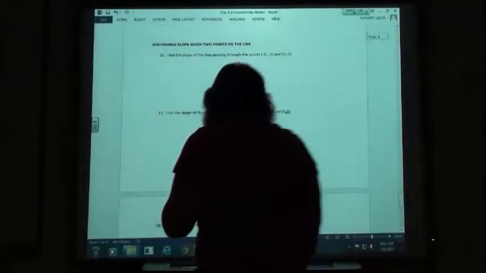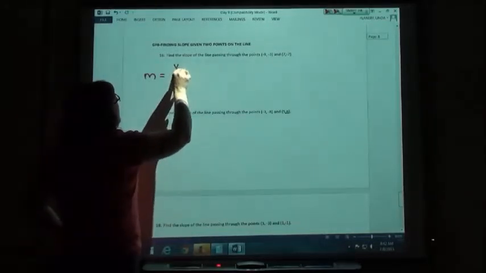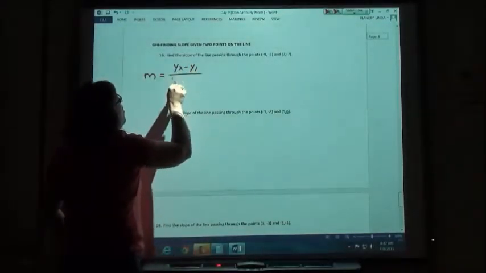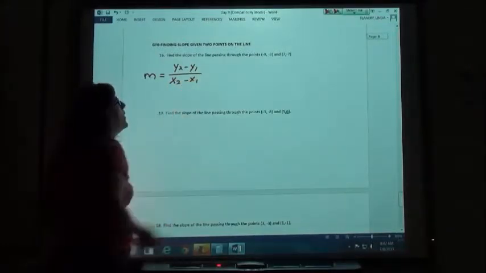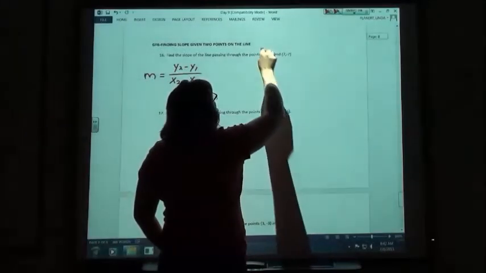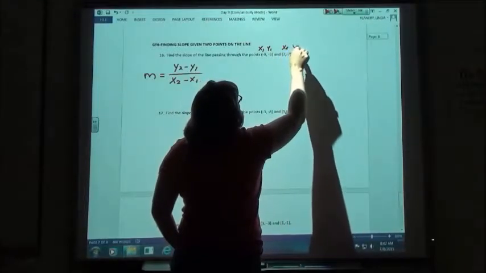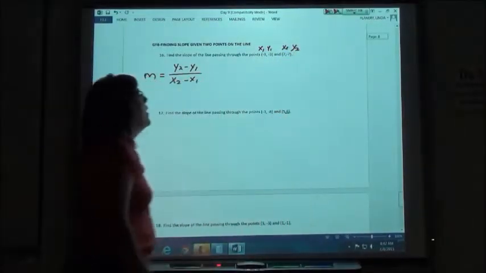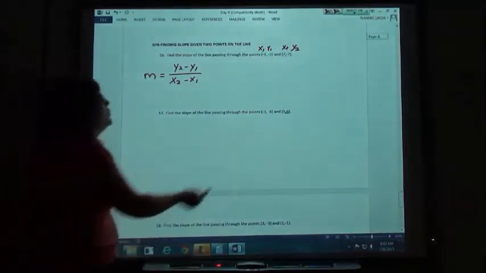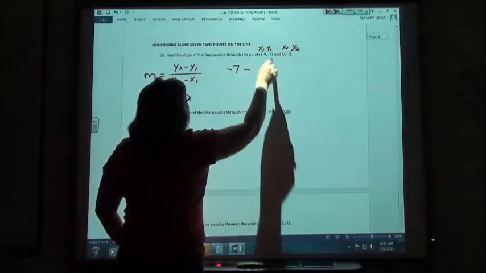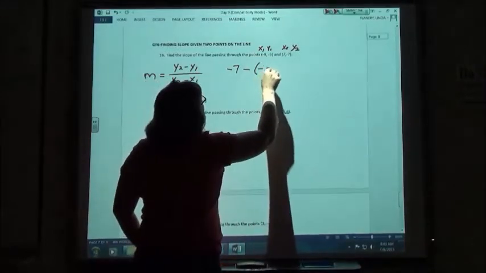16, 17, and 18, finding the slope given 2 points on my line. M is my symbol for slope. Slope is the change in y over the change in x. So they'll tell you to take y sub 2 minus y sub 1 over x sub 2 minus x sub 1. Now it really doesn't matter which one is point 1 and point 2. If I call that one point 1, here's my x1 and my y1, here's my x2 and my y2. And so I'm going to take the y value from point 2, which is -7. I'm going to subtract the y value from point 1, which is -3.